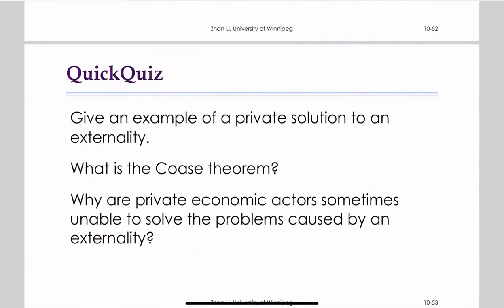So give an example of a private solution of an externality. And what is the Coase Theorem? What are private economic actors? Why are private economic actors sometimes unable to solve the problems caused by an externality?